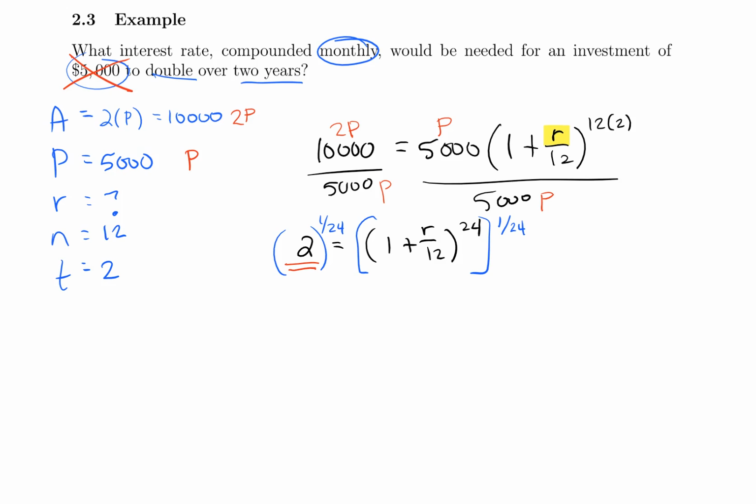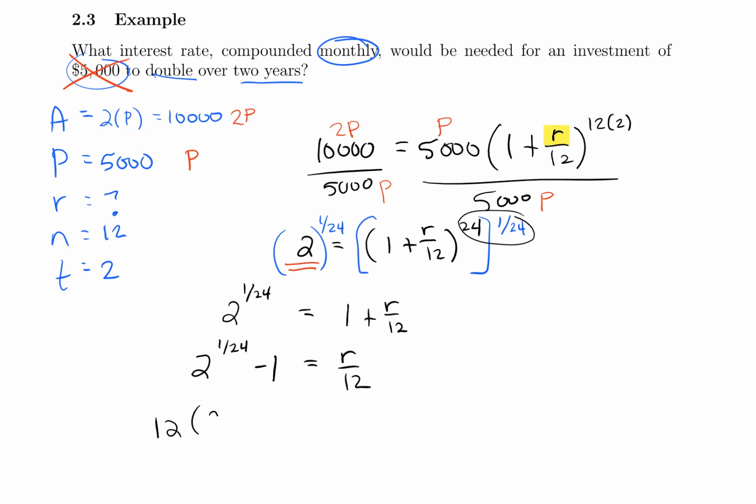So taking the 24th root, we have 2 to the 1 over 24 is going to equal 1 plus R over 12, because the two exponents multiplied just become 1. So now we have a simpler looking equation. We can subtract 1 on both sides. So we have 2 to the 1 over 24 minus 1 is going to equal R over 12. And now if we multiply both sides by 12, we'll be able to solve for R. So 2 to the power of 1 over 24, and then minus 1, and then we want to multiply that by 12, and this is going to equal R.